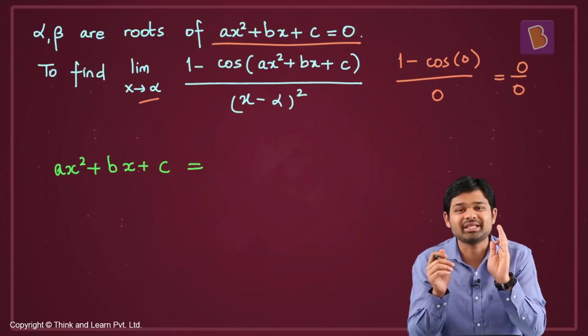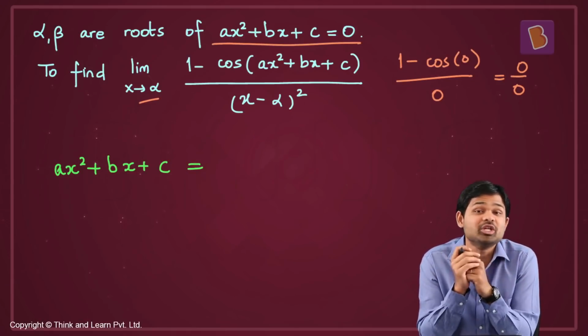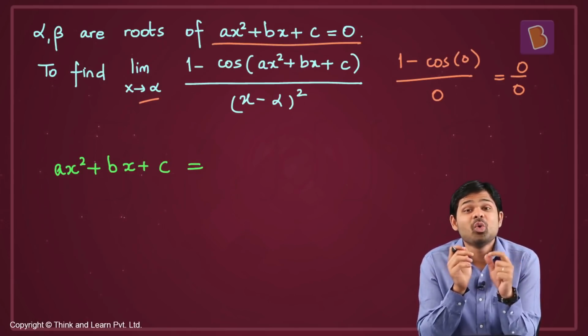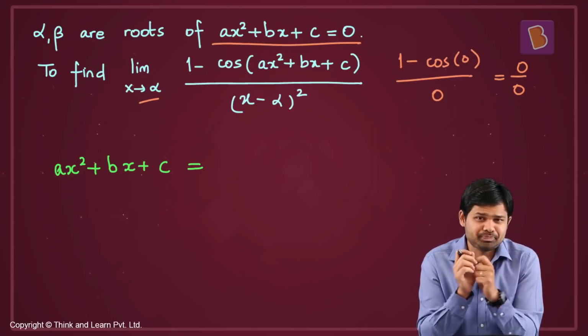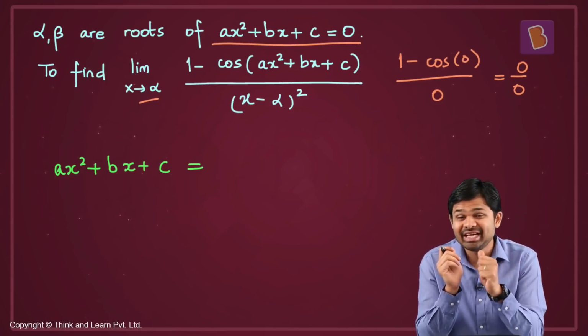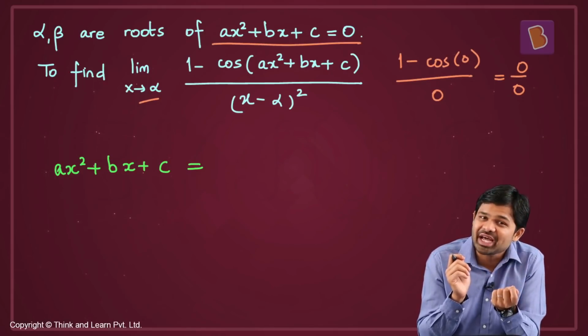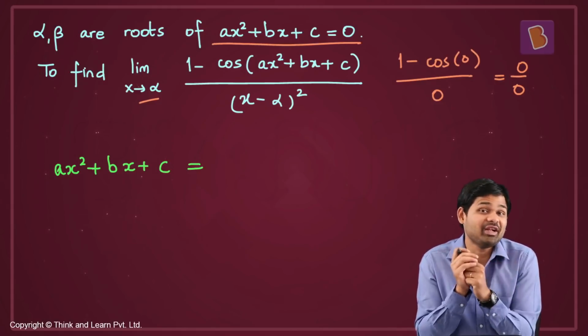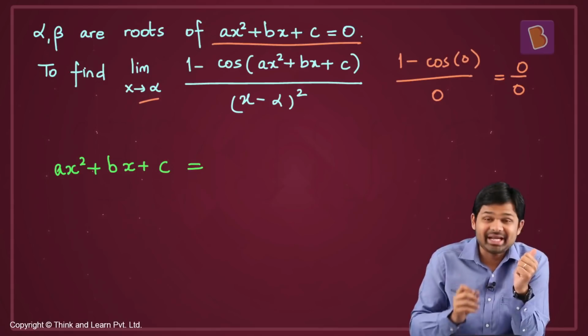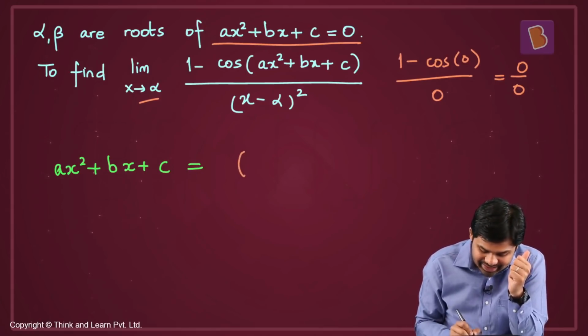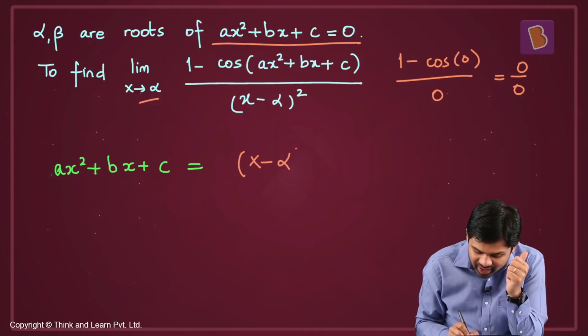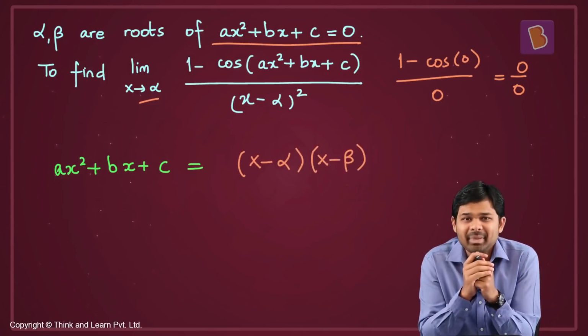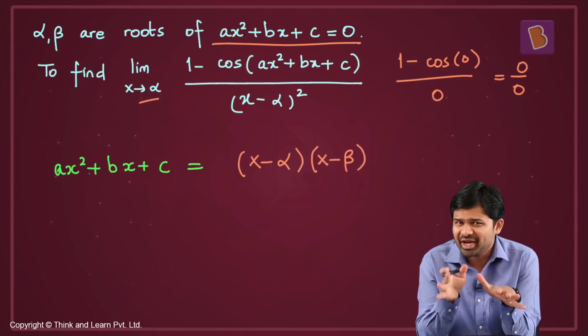Ax squared plus bx plus c equal to 0 is the quadratic equation with alpha and beta as its roots. This means that I can factorize ax squared plus bx plus c in terms of alpha and beta, right? So I can write ax squared plus bx plus c as x minus alpha into x minus beta. Is that all? Am I right?